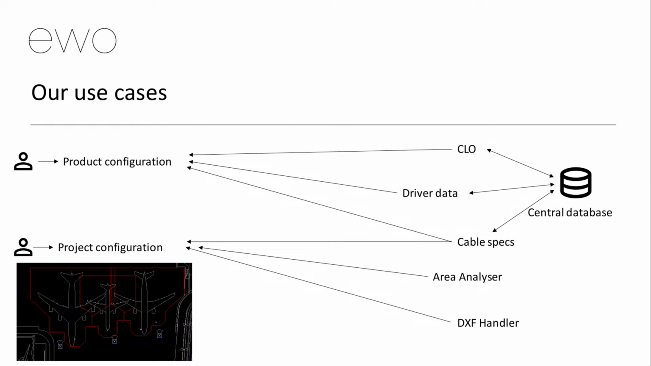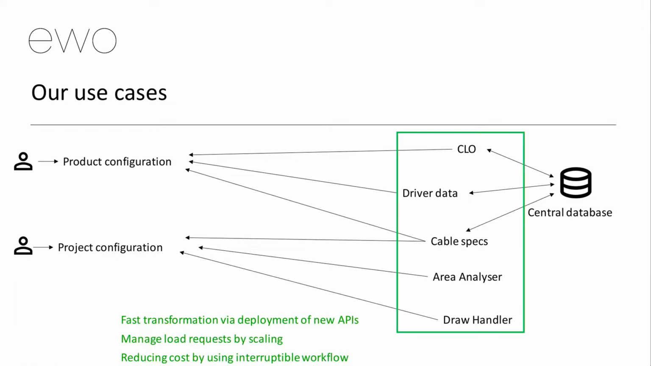And then we need other components, like, for example, the handler of this drawing, and also the analyzer of the area in which you need to put your lights, because there are environmental constraints, there are physical constraints, and so on. And also, of course, as mentioned before, also in this case, you need to calculate the cable specification for your light, because every single light that you want to apply then needs specific cables.